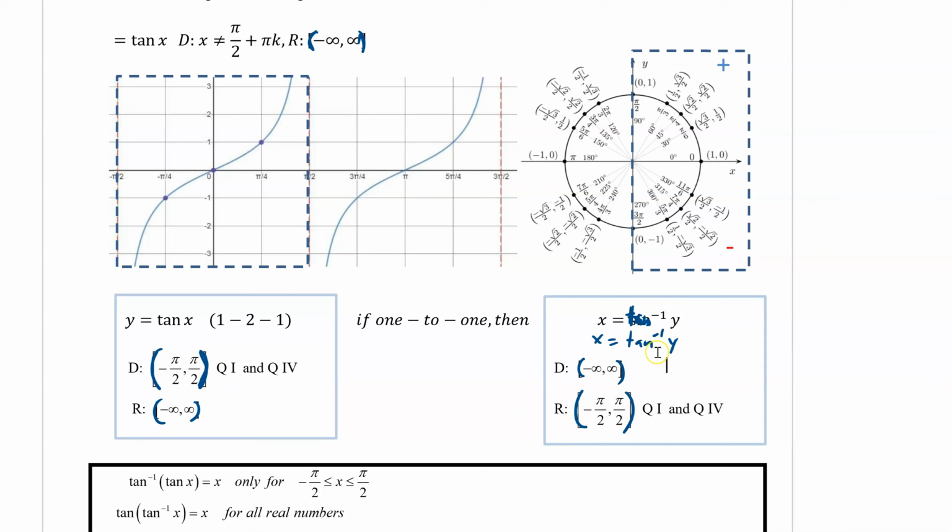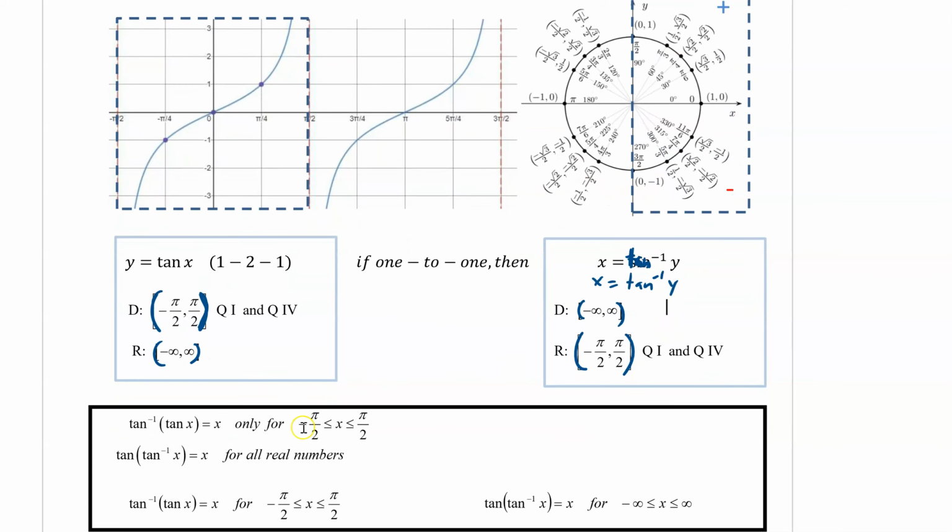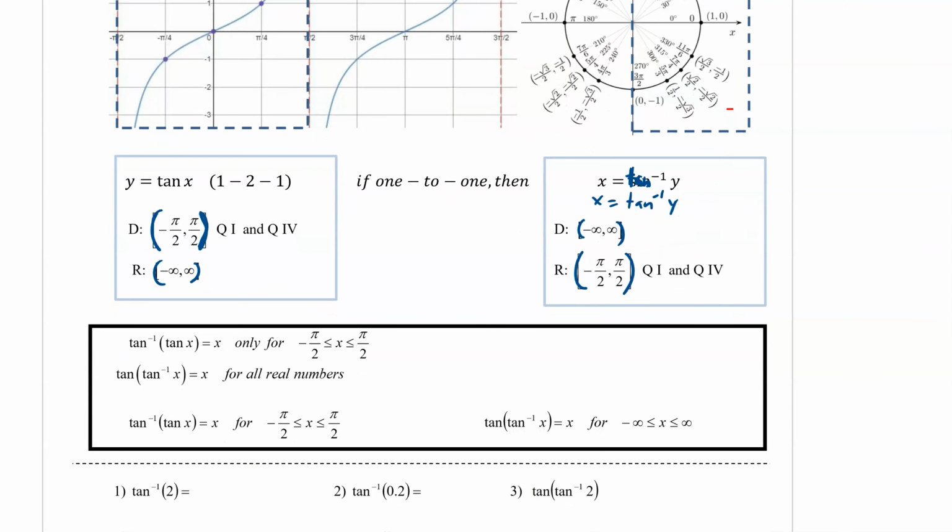So same basic idea as before. We have to make sure that if we're going to be plugging into tangent, our domain stays here to apply our inverse rules. And this one's for all real numbers. So no matter what, with an inverse tangent, you plug in an x, it spits out an x. Pretty nice, right? So if you plug in a half, it spits out a half. If you plug in 4,000, it spits out 4,000, like this.